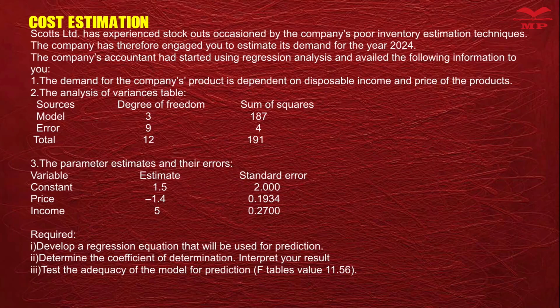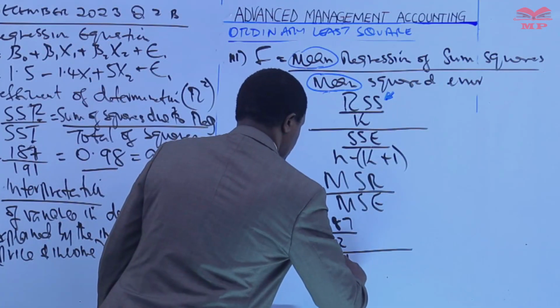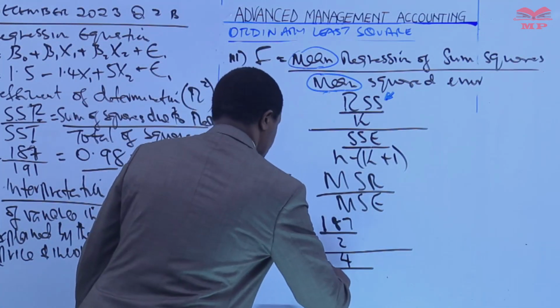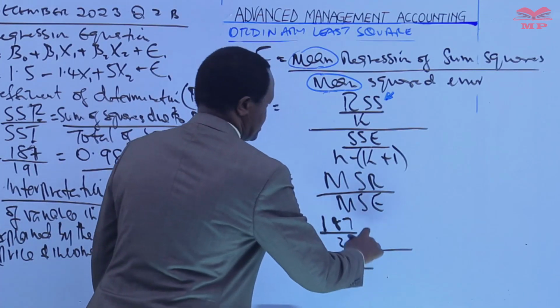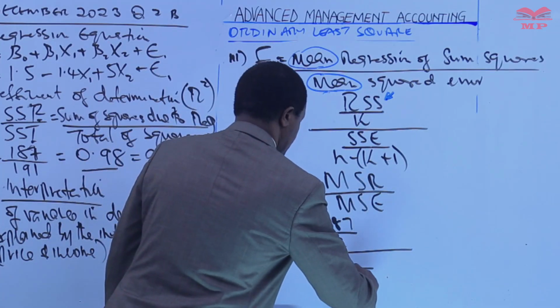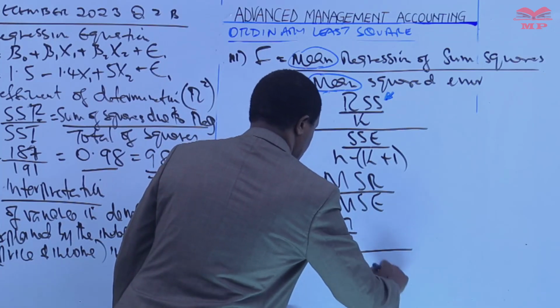Then we divide by n. What is our n? From the analysis of variance, the total there is 12. Degree of freedom, that is 12. So we have 4 divided by n, which is 12, minus k, we know is 2 plus 1. That's it.